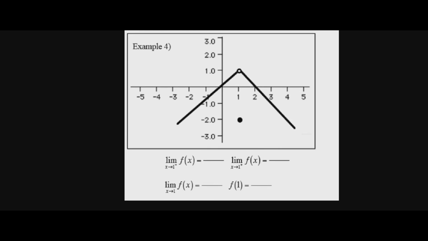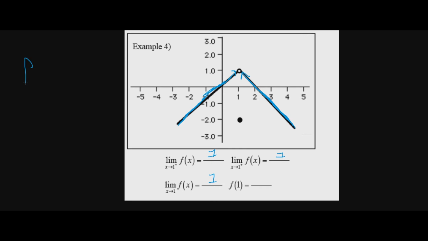Hopefully by now, this will really become routine for you. As you can see, as x approaches 1 from the left, let's do that one first. As x approaches 1 from the left, we just did that earlier. Our y value is 1. So I'll go ahead and write 1. And the same thing as x approaches 1 from the right. My y value is 1 again. Therefore, the limit as x approaches 1 overall is 1.